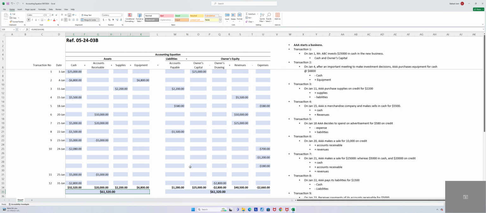And on this side of the equation, we still have some liabilities in the amount of $1,280. Owner's capital, $25,000. The owner's withdrawal is $2,800. And the revenues, total revenues for the month, was $40,500. And then the total expenses, $2,660. That makes the total liabilities and owner's equity of $61,320.